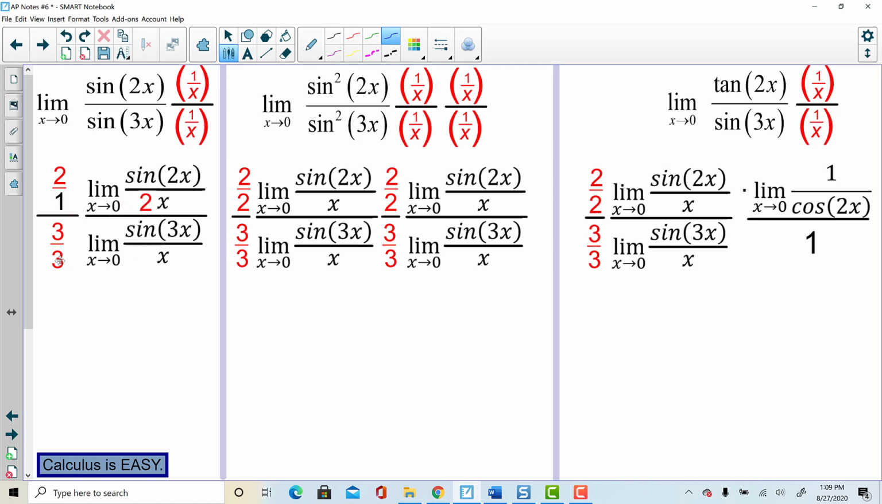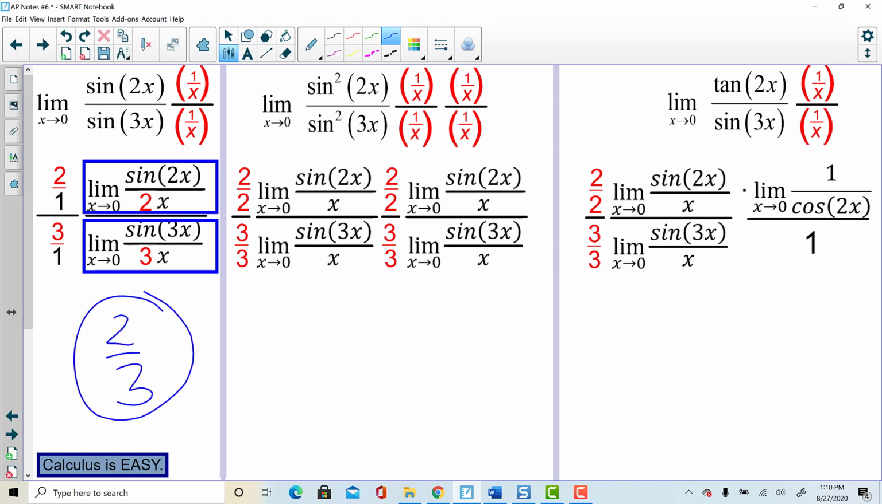It needs a 3 on the bottom. So we multiply by 3 over 3 so we can bring one of these 3s inside. Okay, we can use our special rule for those two limits that are in the blue box. Those are equal to 1. So that would leave us with just the two fractions, 2 divided by 3, so 2/3 is your answer.